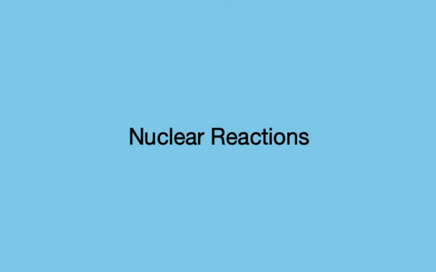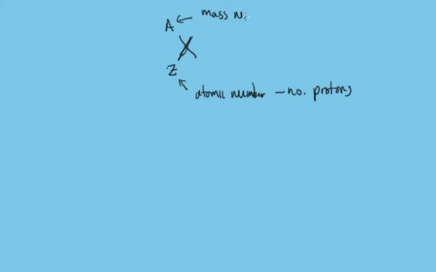Okay, today we're going to start doing a study on nuclear reactions. So we know that if we have an element X, that element is defined by X being the name, and the atomic number and the mass number, where the atomic number is the number of protons and the mass number is the protons plus the neutrons.